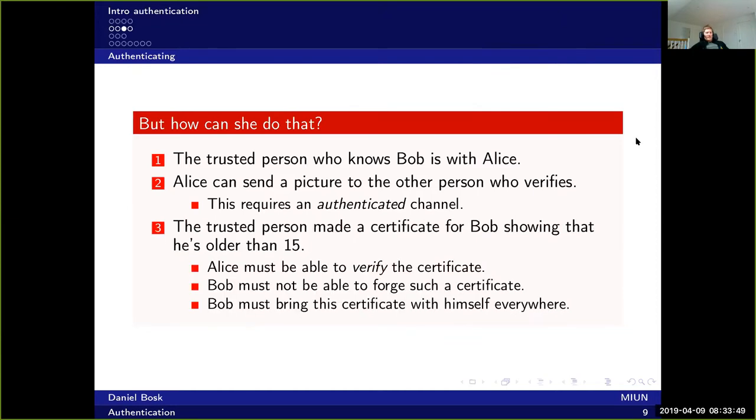And the third option is that the trusted person simply made a certificate for Bob showing that he's older than 15. And in this case, Alice must be able to verify the certificate. Bob must not be able to forge such a certificate. It would be terrible if he could make such a certificate himself. Then it's totally useless. And finally, Bob must bring this certificate with him everywhere. So basically, the physical ID card that you're all probably carrying around is a certificate. So that's what we mean by certificate.